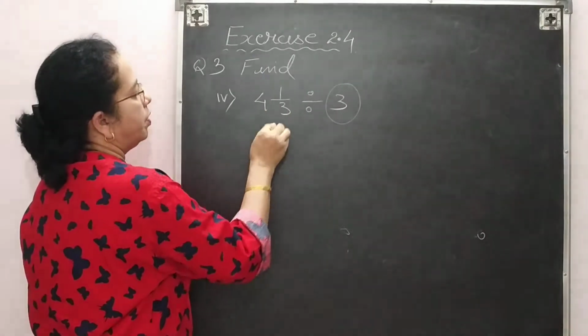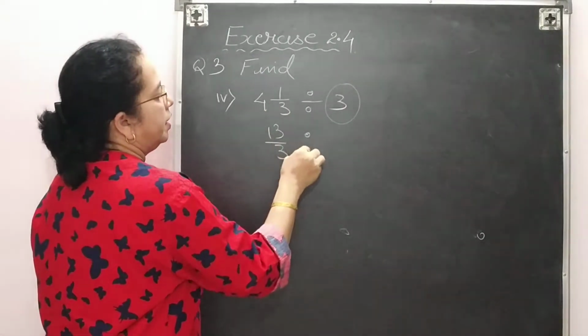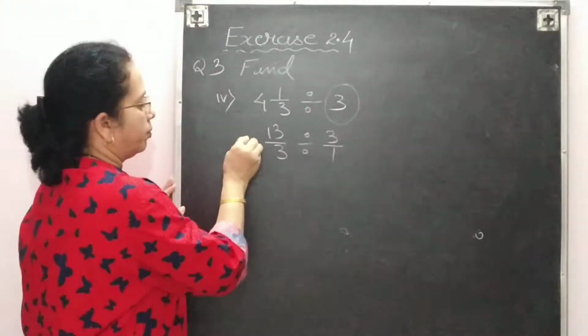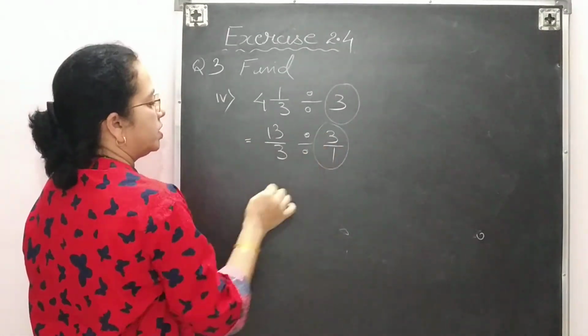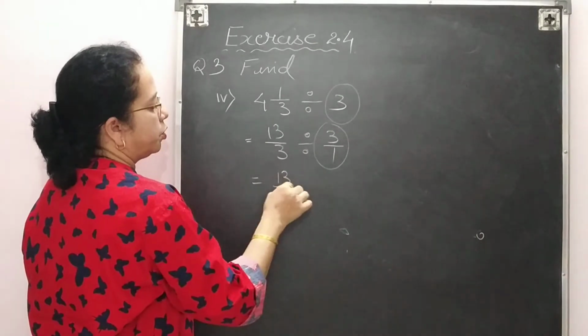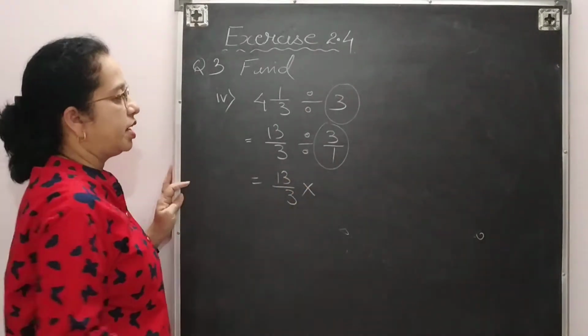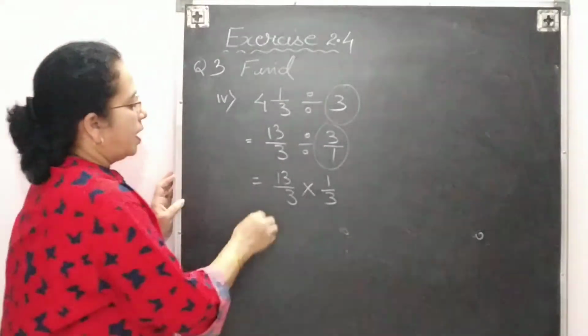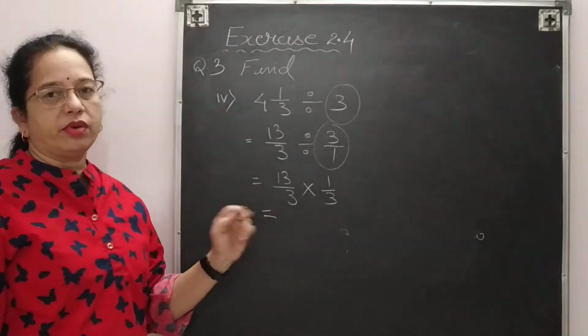3 4s are 12 plus 1, 13 upon 3 divided by 3. No number is there in the denominator, it means 1. Again make a circle because we have not taken the reciprocal. So convert into a multiplication sign, and the reciprocal of 3 upon 1 will be 1 by 3. Now cut the number, 1 from the numerator, 1 from the denominator.